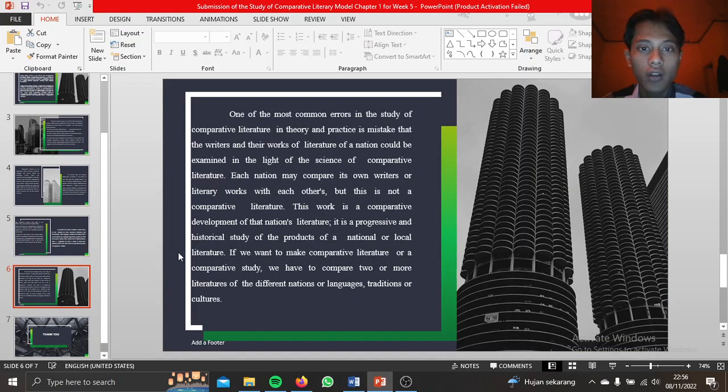One of the most common errors in the study of comparative literature, in theory and practice, is the mistake that the writers and works of literature of a single nation could be examined in the light of comparative literature. Each nation may compare its own writers or literary works with each other, but this is not comparative literature. This work is a comparative development of that nation's literature. It is a progressive and historical study of the products of a national or local literature.